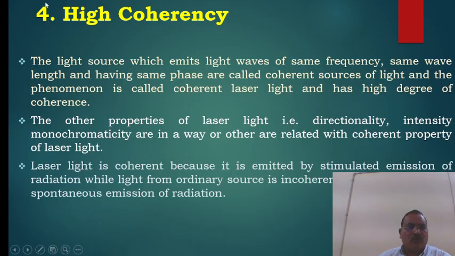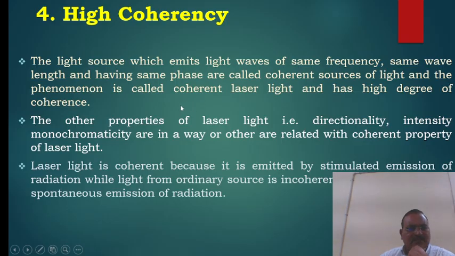Okay, now the fourth property, high coherency. The light source which emits light waves of the same frequency, same wavelength, and having the same phase, is a coherent source of light, as we know. This phenomenon is called coherence, and laser light has a high degree of coherence.